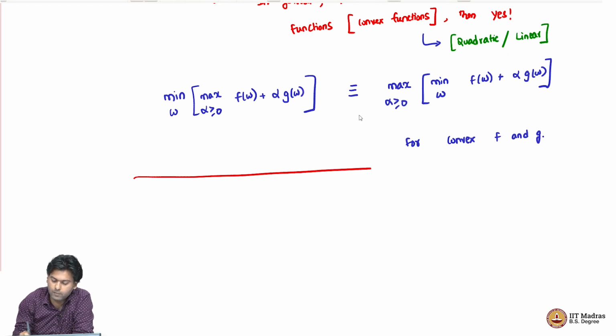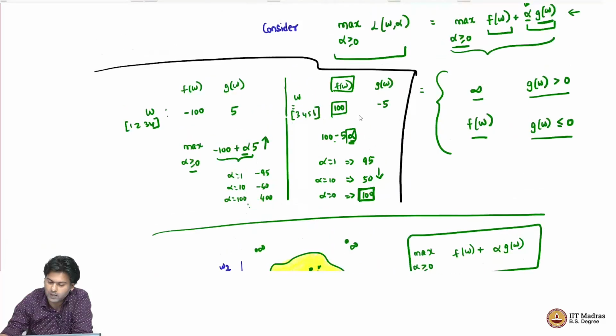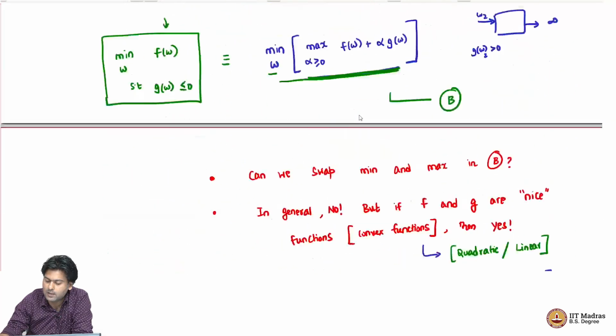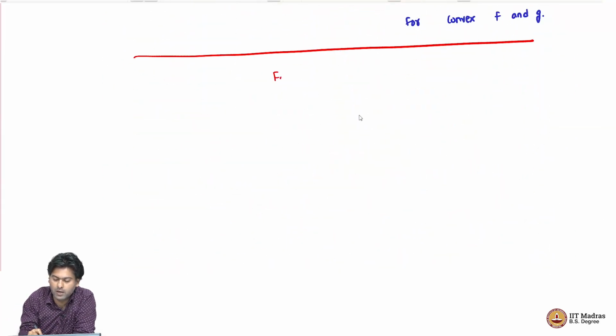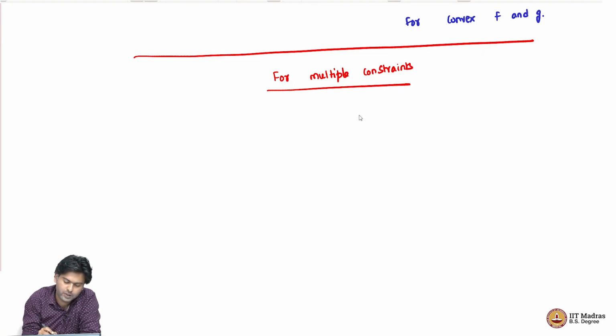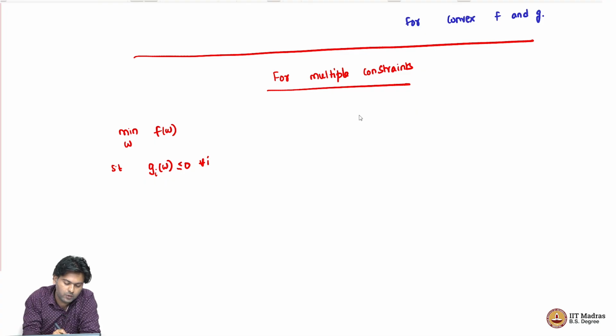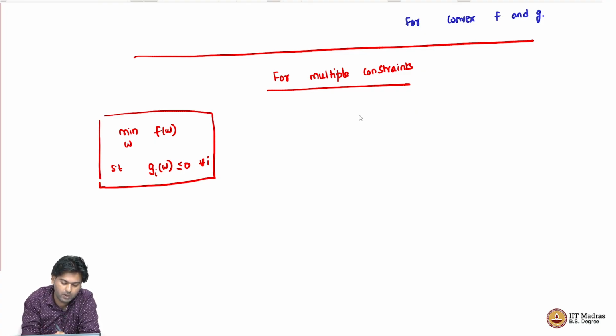Now, the original problem that we started looking at just had one constraint, but very similar ideas carry over for multiple constraints also. Let me make a note of that. For multiple constraints, the same kind of ideas hold true. Let's say you wanted to solve min over w of f of w such that g_i of w is less than or equal to 0 for all i. So there are multiple constraints, g1 of w, g2 of w, and so on till gk of w, whatever k this might be. So you have k different constraints, and you have this problem that you want to solve.